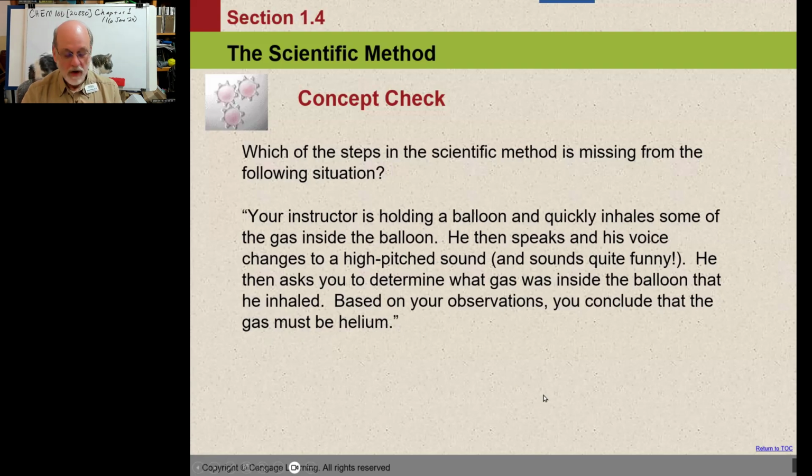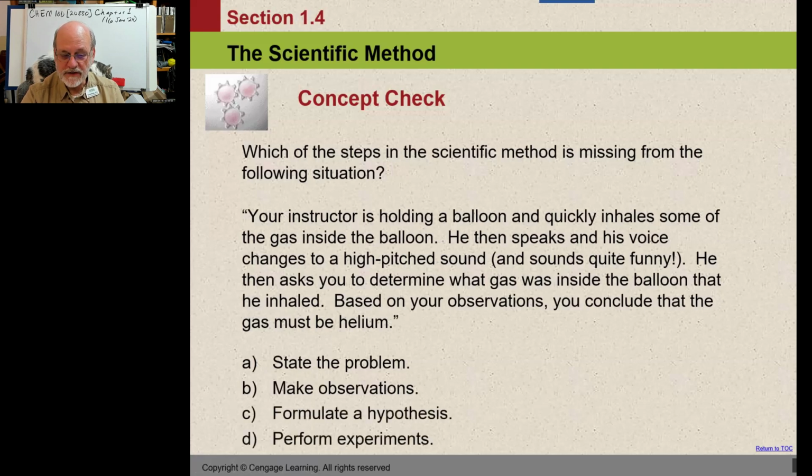So we have an observation. Where's the hypothesis? You drew a conclusion without a hypothesis. Did we state the problem? Did we make observations? Did we formulate a hypothesis? Did we perform experiments? So which ones are missing from this process? Well, we definitely didn't perform an experiment. We jumped right to saying it's helium. We did make observations. We noticed that my voice was elevated in pitch.